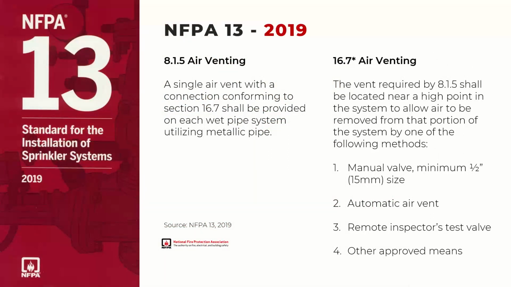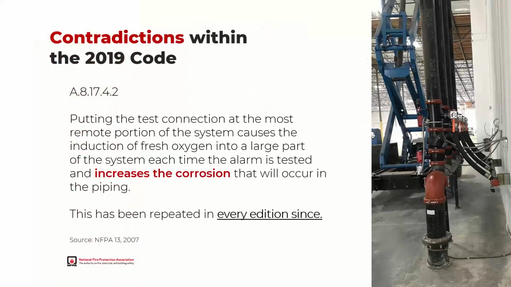NFPA 13 in 2019 did add a fourth option, allowing a remote inspector's test valve to be a viable air vent. This was somewhat of a mistake, and it's being corrected now. We try to point out that this actually put a contradiction into the code, because in the beginning of the same chapter, it said that having a remote inspector's test actually introduces air to a system, it doesn't remove it.